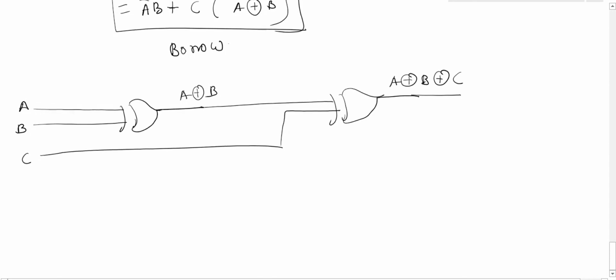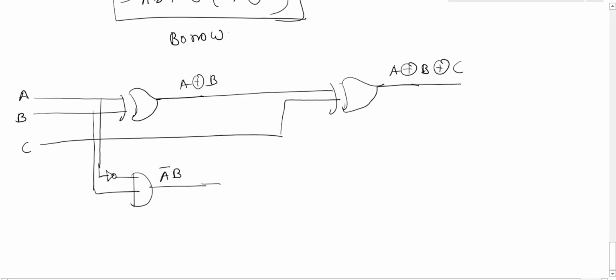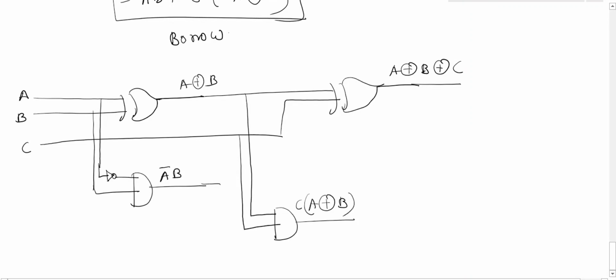Now we'll implement the borrow. To implement the borrow, the first one is A bar B. Now I am going to use the AND gate here. For this AND gate, I will give the input as A bar, so NOT gate I am using here. It will be A bar and B as a second input. It will give me the A bar B. Now the second term is C times not of A XOR B. Now I am using one more AND gate, and A XOR B, this is the first input, and the second input is C.